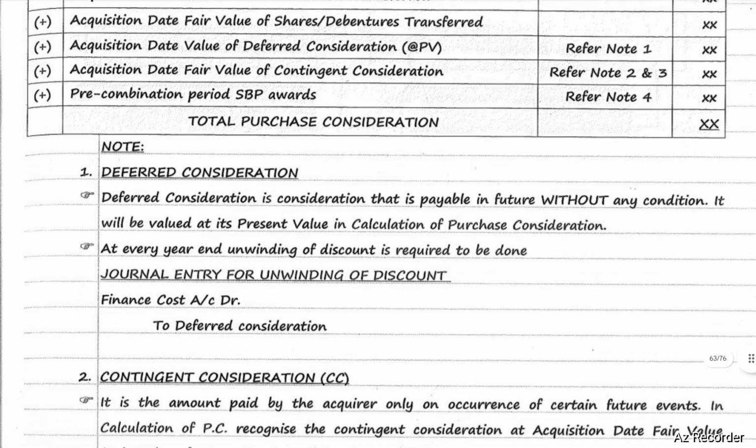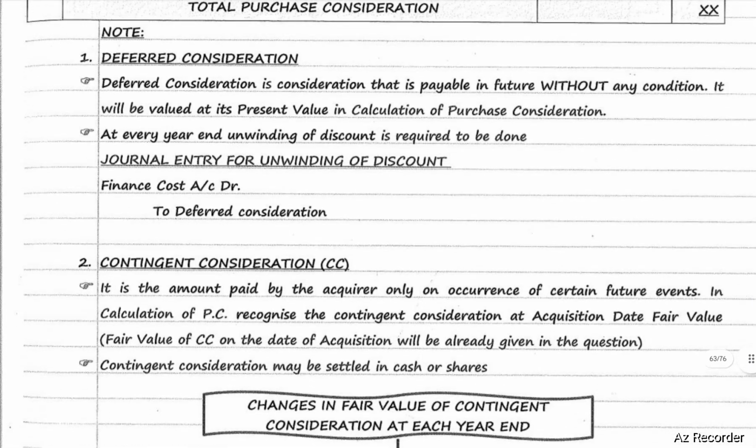Deferred consideration. What do you mean by deferred consideration? Deferred consideration is a consideration that is payable in future without any condition. It will be valued at its present value in calculation of purchase consideration. At every year end, unwinding of discounting is required to be done. The journal entry for unwinding of discount is finance cost account debit to deferred consideration account.